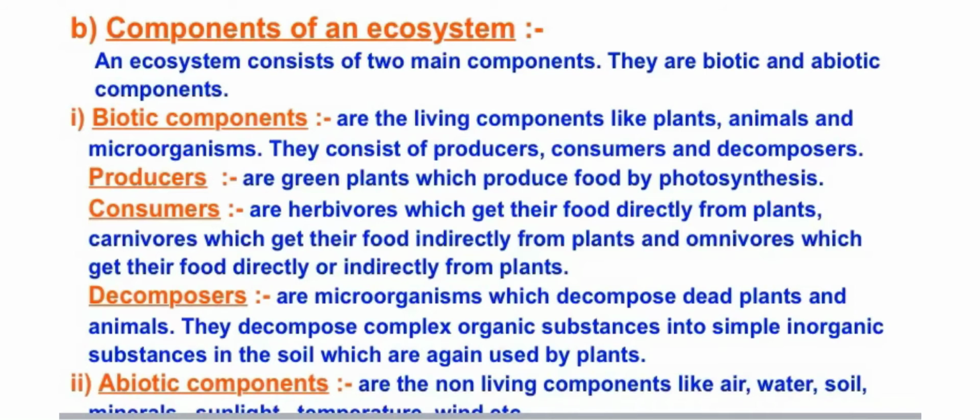Next is decomposers. They are the organisms which decompose dead plants and animals. They decompose complex organic substances into simple inorganic substances in the soil, which are again used by the plants. Now the next type of components are abiotic components. They are non-living components like air, water, soil, minerals, sunlight, temperature, wind, etc. So it may be asked, what are biotic and abiotic components of the ecosystem, in a 2 to 3 mark question.